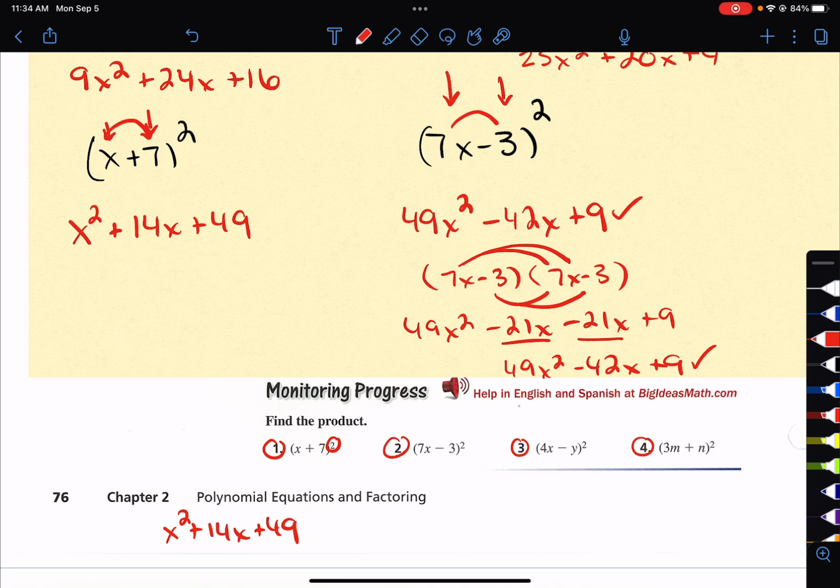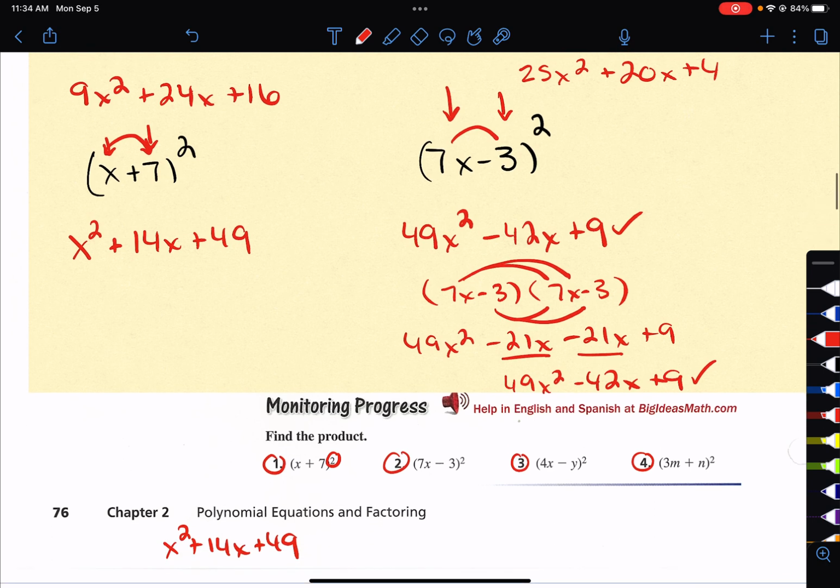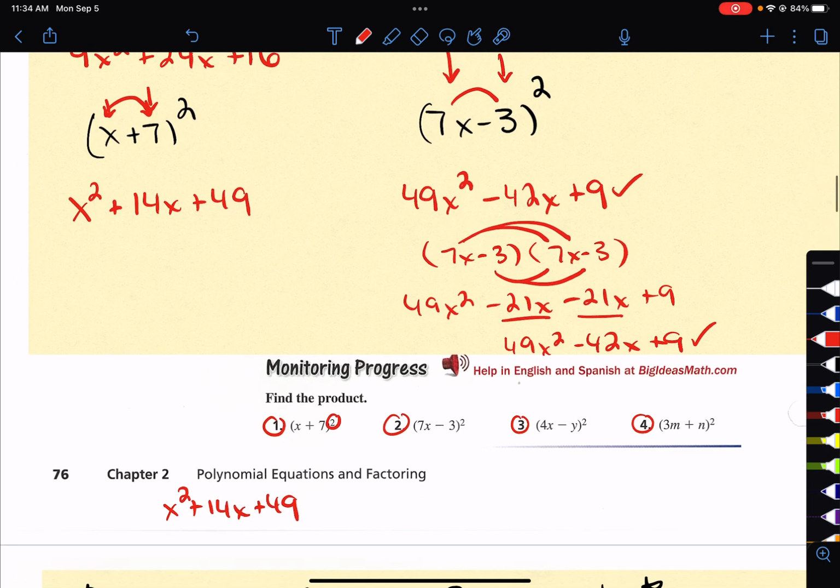Hey, these are the examples we already did. Oh, well, good practice for you, right? Let's go on to number 3 and 4 then, because we already did the other ones.